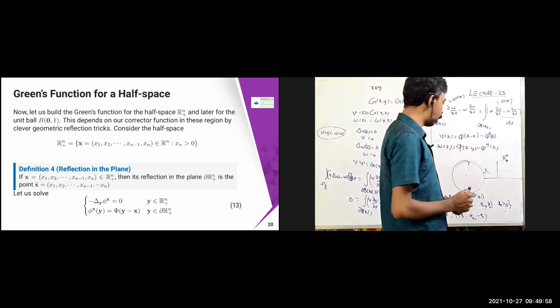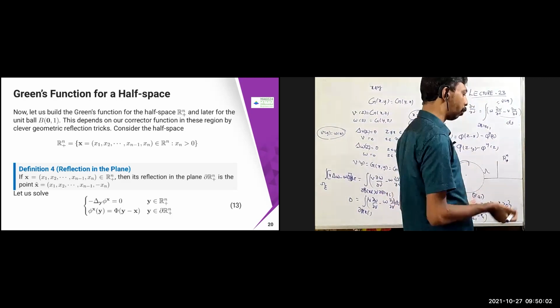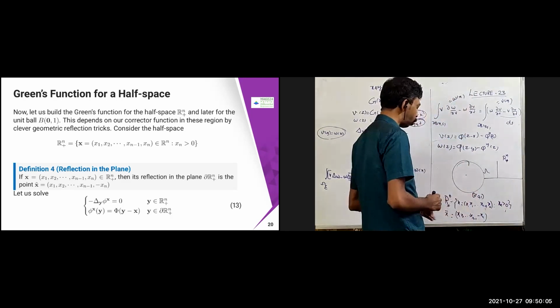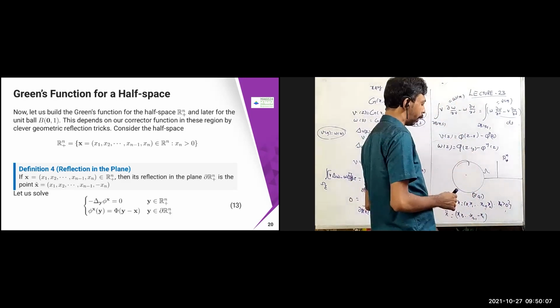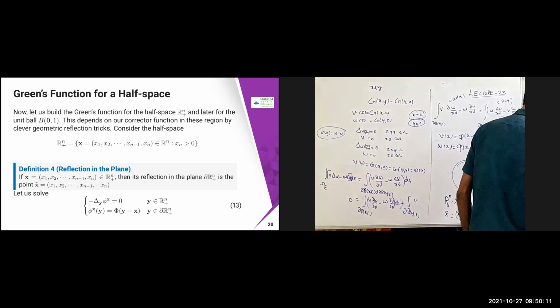So now let us solve our problem in this domain, R n plus. Again, I'm going to use some trick. I convert that problem to the entire plane and then restrict the domain, and then you are going to get the answer. So let us solve this problem.